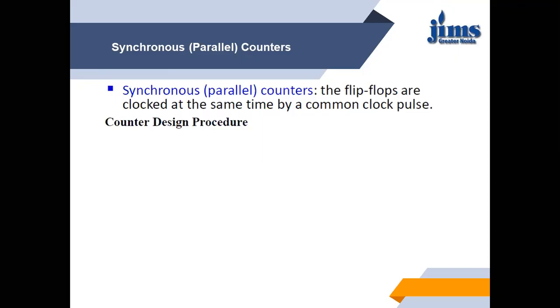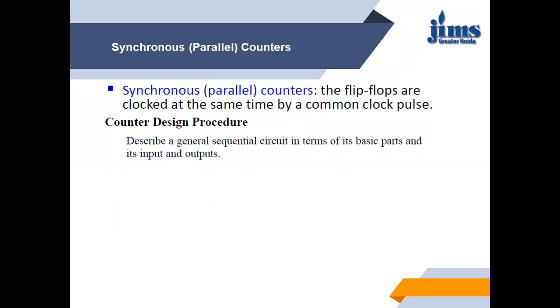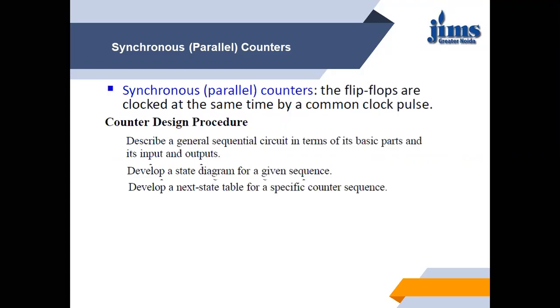Now we have to follow a design procedure to design a parallel counter, and the process is as follows. In the first step, describe a general sequential circuit in terms of its basic parts and its inputs and outputs. Develop a state diagram for a given sequence, meaning the sequence the particular counter has to follow. Then develop a next state table for the specific counter sequence, which says what the present state is and what the next state will be for the particular sequence.